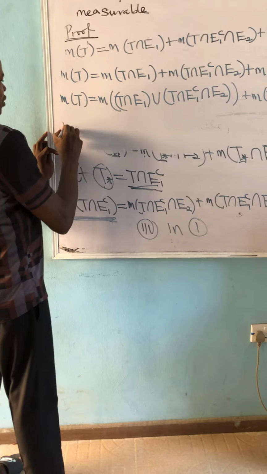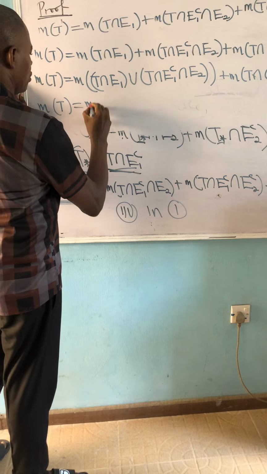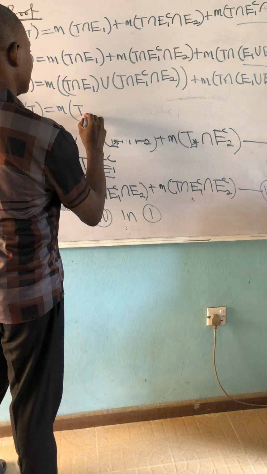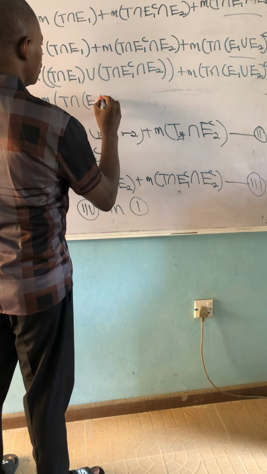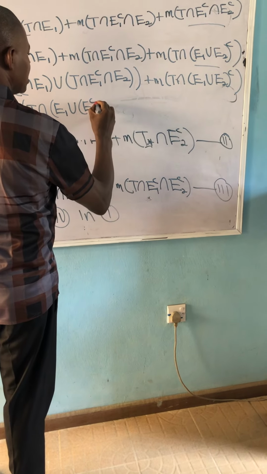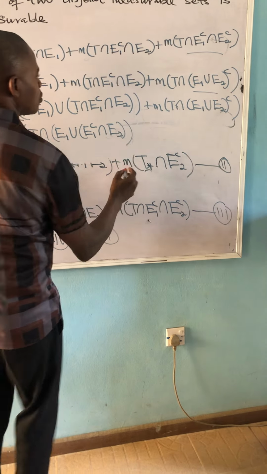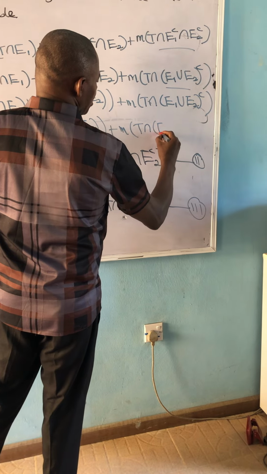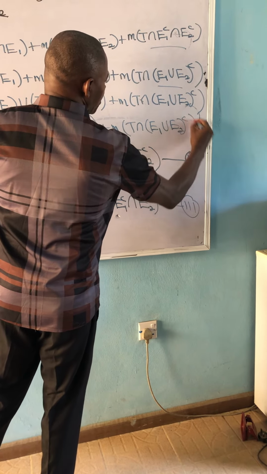Using set theory, you can say that this is equal to the measure of T intersection E1 union E1 complement intersection E2, plus the measure of T intersection E1 union E2 complement.